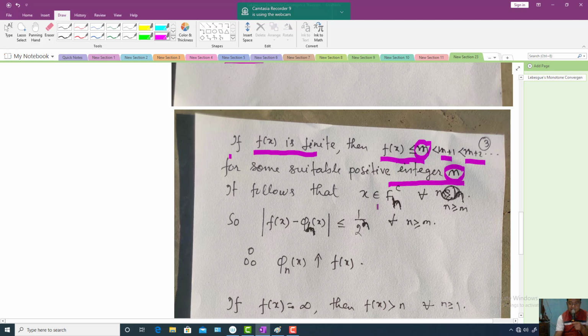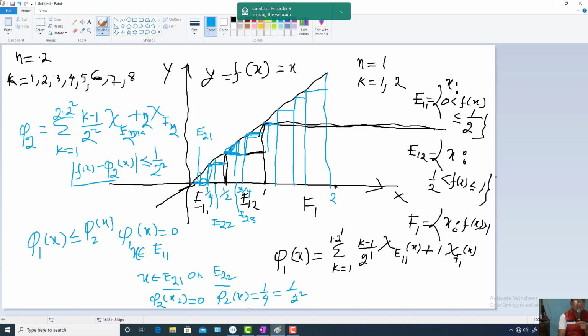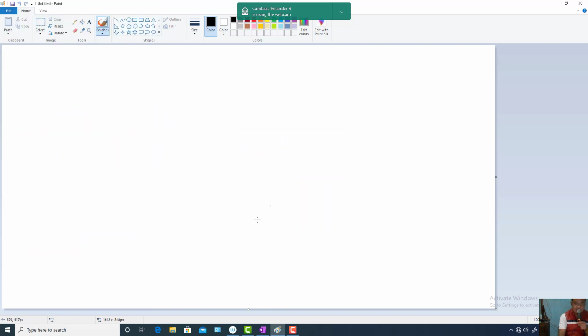So according to the definition of the set F n, it follows that x belongs to F n complement. What is the definition of, let us see, what is the definition of the set F n. So F n is defined like this.